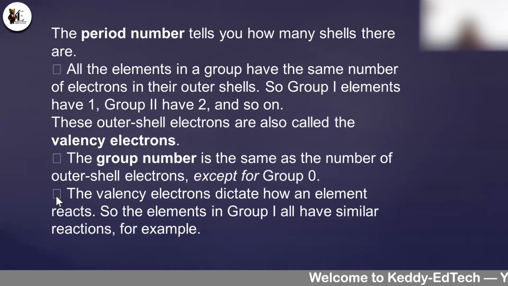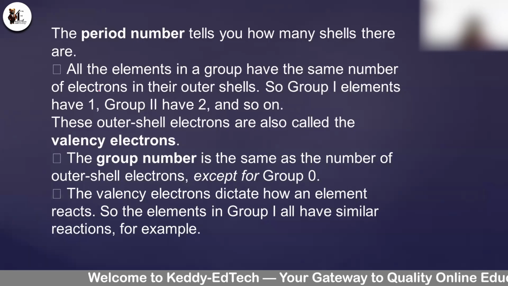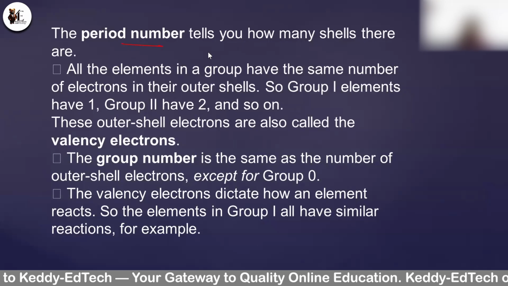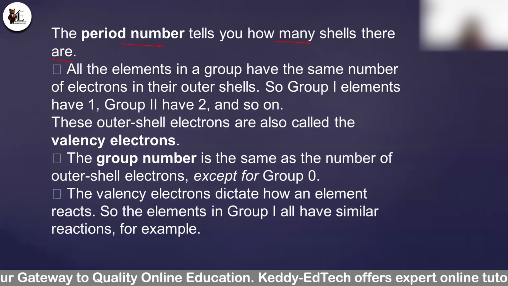So we are discussing the periodic table. In the periodic table, we have discussed that we have 18 groups and 7 periods. What does the period number tell you? It tells you how many shells there are. What is the meaning of shell?